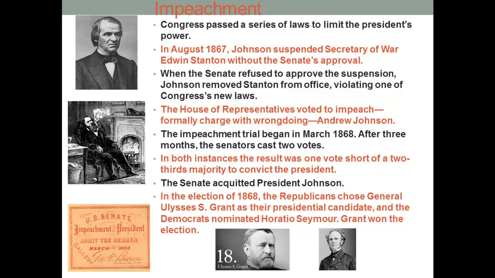In the election of 1868, the Republicans chose General Ulysses S. Grant as their presidential candidate, and the Democrats nominated Horatio Seymour. Grant had no problem winning the election and becoming our 18th president.